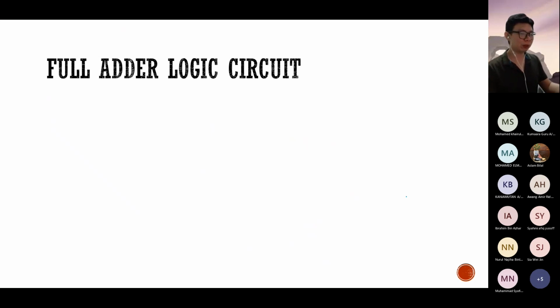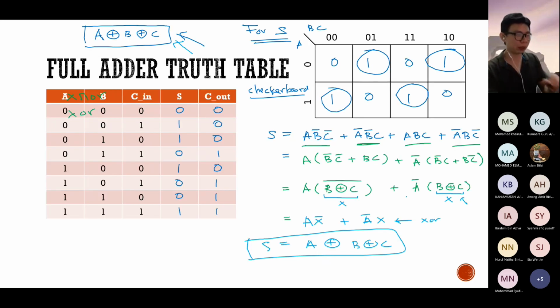Right, so once we know this, actually we're not done yet. So what we have done is just this one, S. Okay, so the logic circuit for S is this. So can we do the same for C out? Yes, we can do the same for C out. You can just map this one into another K-map. And shall we do this? Okay, let's do this now.